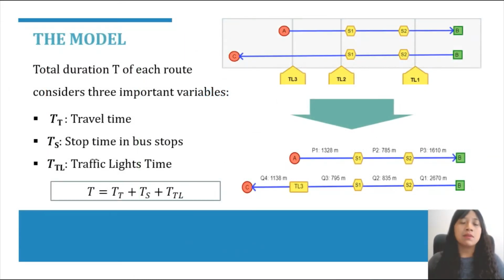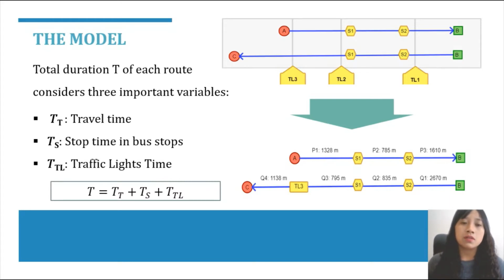Now I'm going to talk about the model. First, I want to explain the picture above in this slide. This is a graphical representation of the proposed routes. Remember that A and C are stations of the Metrobus system, and B is a terminal station in the subway system. The first route is from point A to point B, and the second route is from point B to point C.